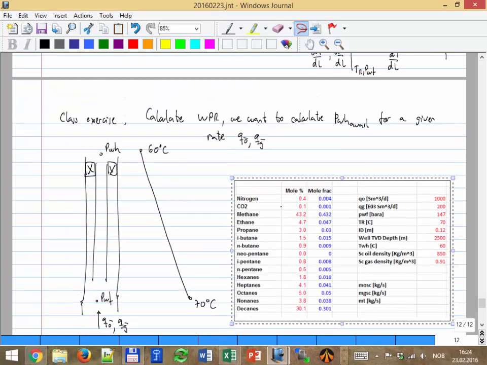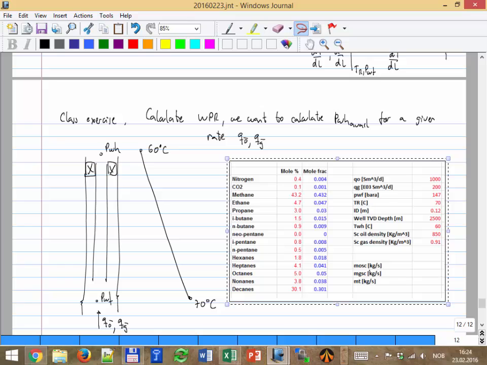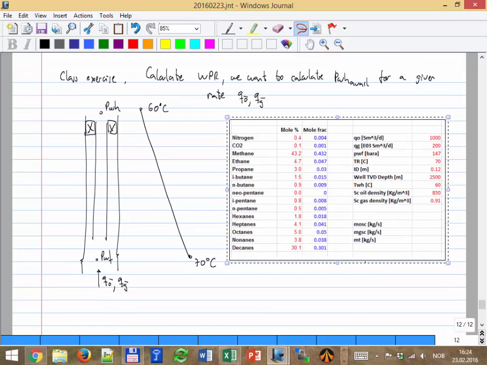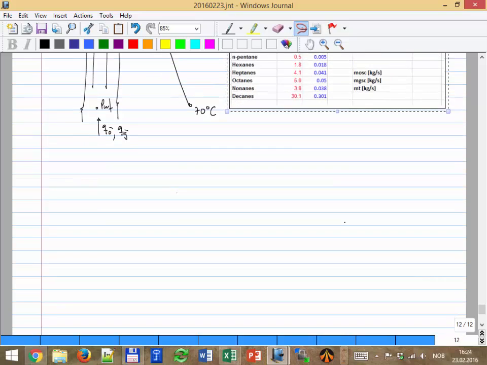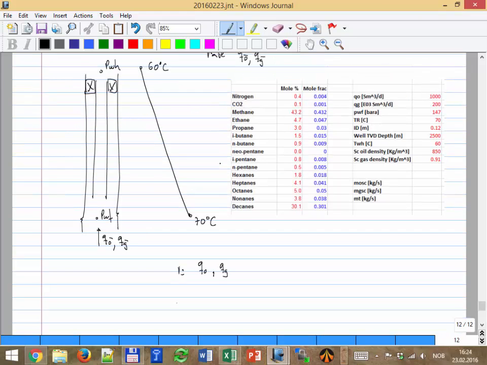So we have the composition and we have all the data more or less that we need. So what was the first step? It was to calculate local flow rates from standard flow rates, to calculate Q oil and Q gas. Luckily, we have only two phases, I think, in this example.